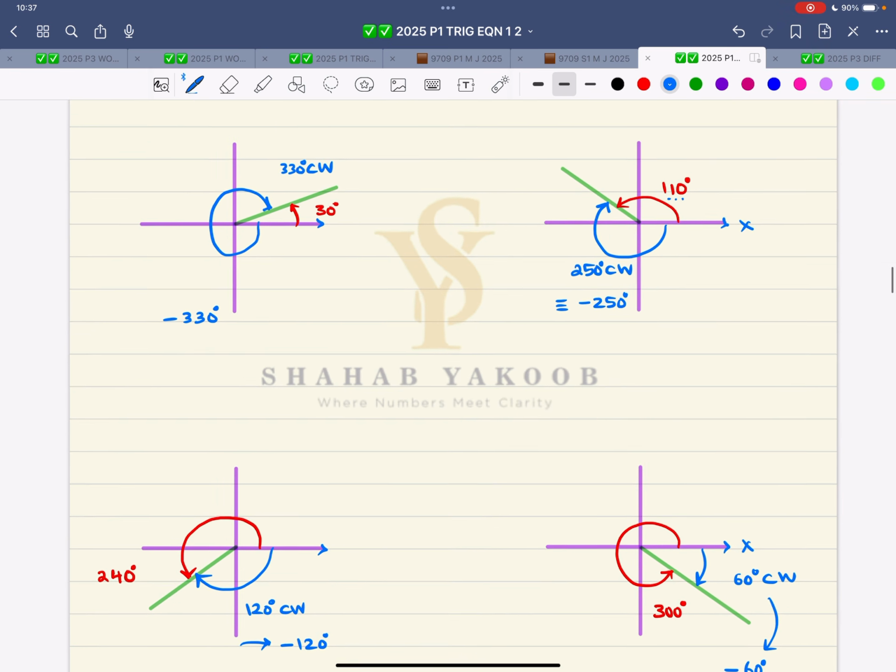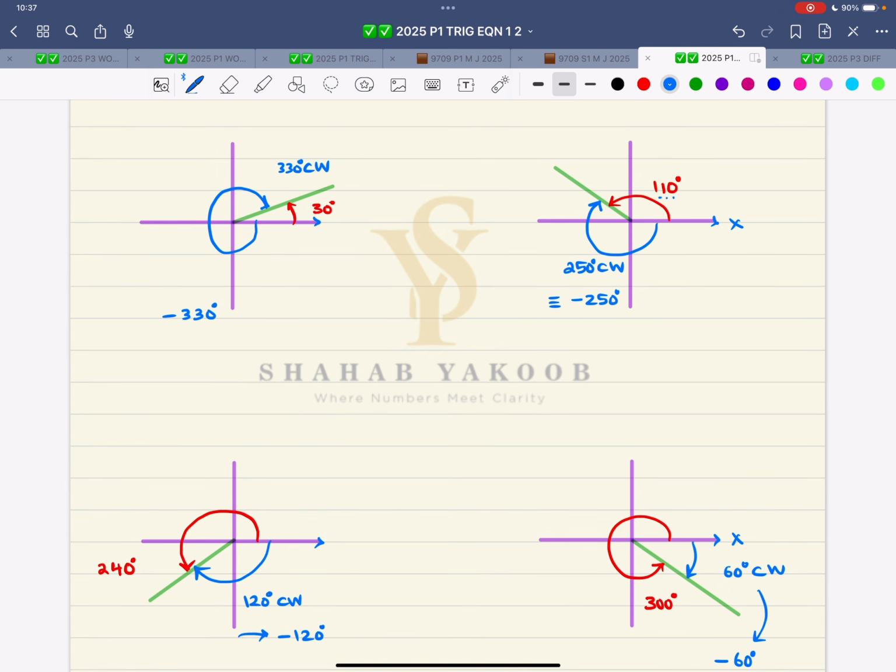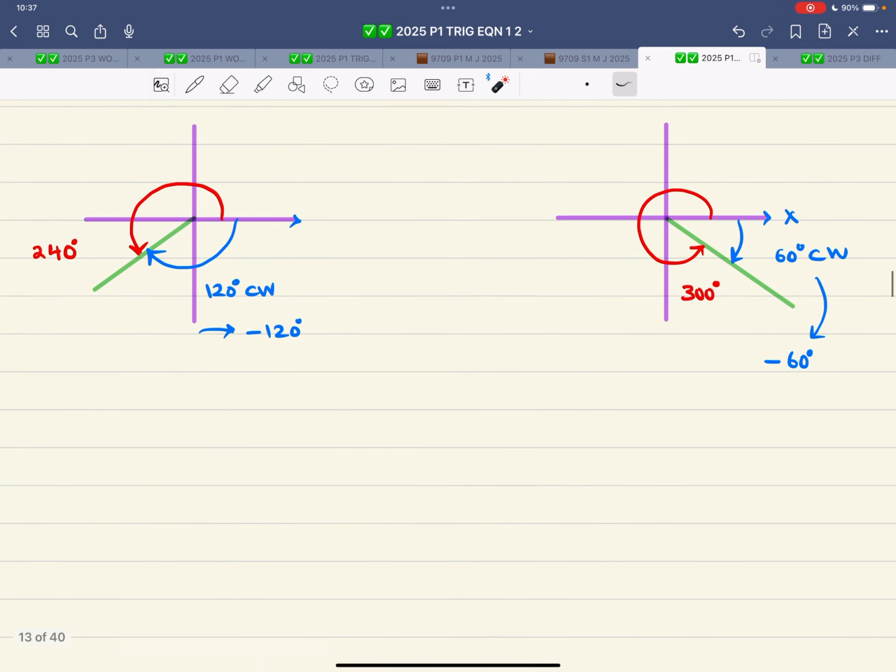So let's zoom in and let's double check. That's the relation between clockwise and anti-clockwise. If you have the anti-clockwise given, just subtract this angle from 360 degrees and later on change the sign. As simple as this. Now let's move ahead.